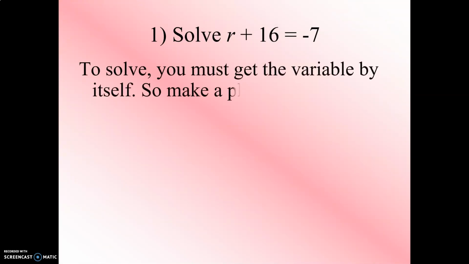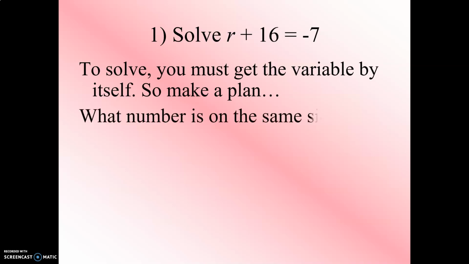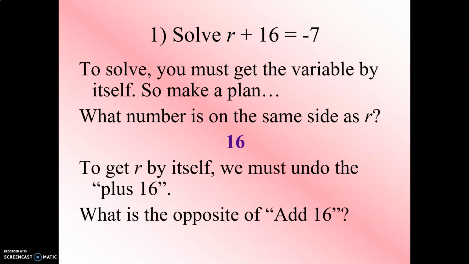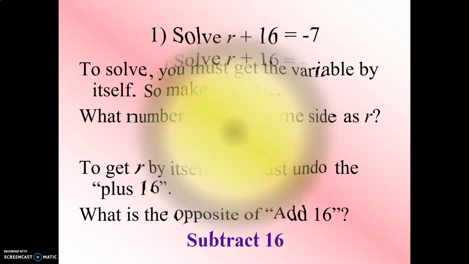We need to get the variable by itself. So it's very important to make a plan. As equations get more complicated, a plan is even more essential. What number's on the same side as the R? Okay, that would be the 16. That's the number we're going to want to remove. To get R by itself, we have to undo that plus 16. And so what's the opposite of add 16, or the inverse of add 16, is subtract 16. So that's what we need to do. We're going to make a plan.